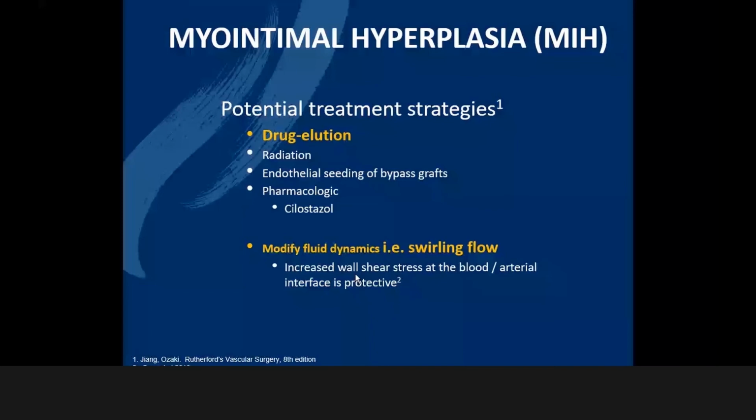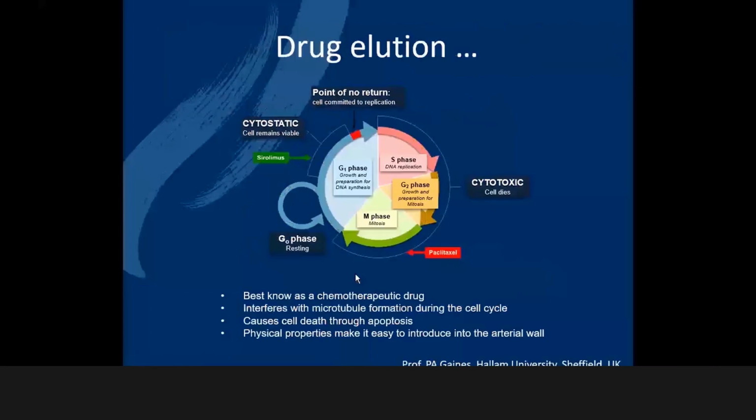So drug elution, of course, we all know this. It's sometimes interesting and tricky to understand where exactly the chemotherapeutic drug will have its effect. We know it's a chemotherapeutic drug. We know the interference with the microtubule formation in the cells and that it causes apoptosis, and therefore we get less intima hyperplasia.